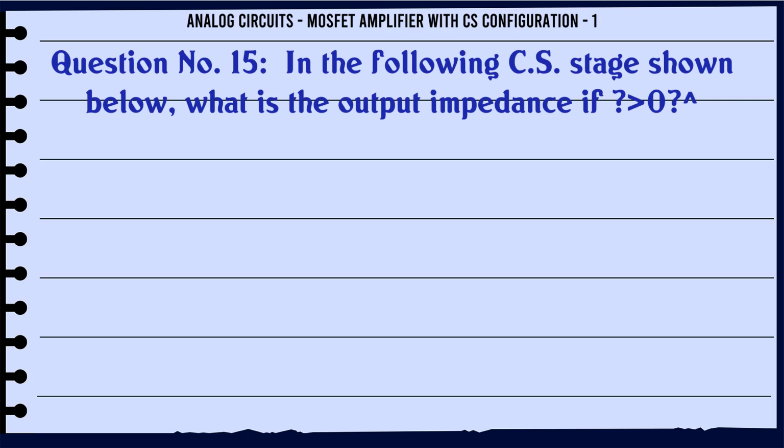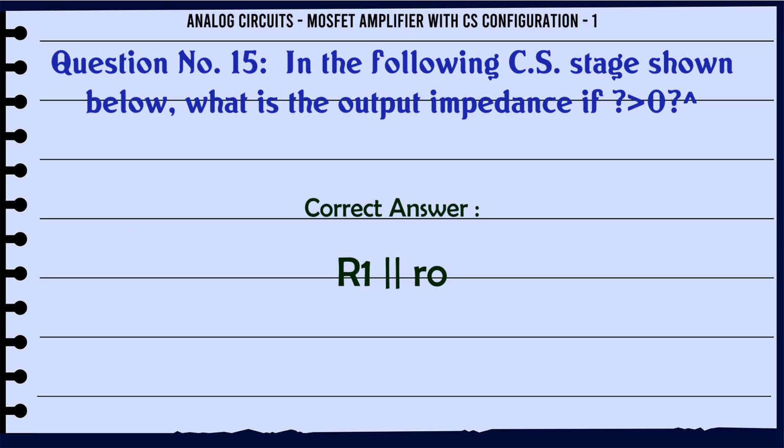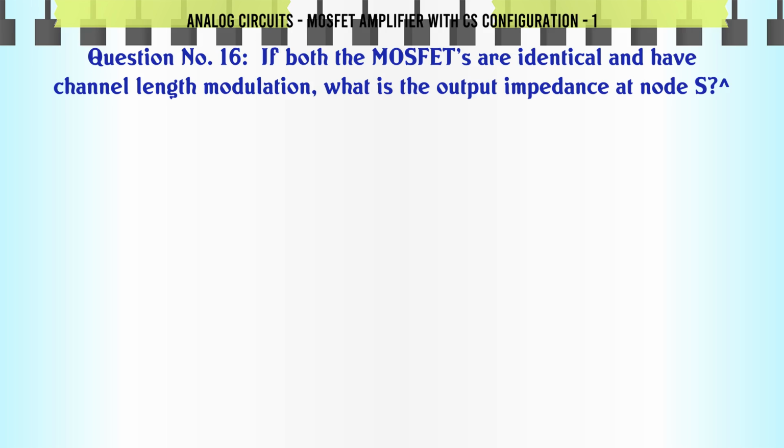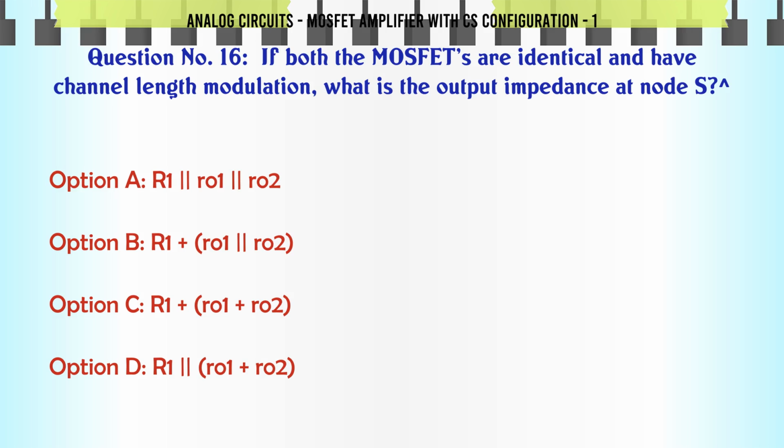In the following CS stage shown below, what is the output impedance if lambda is not 0? A, rho, B, 0, C, R1, D, R1 ∥ rho. The correct answer is R1 ∥ rho.